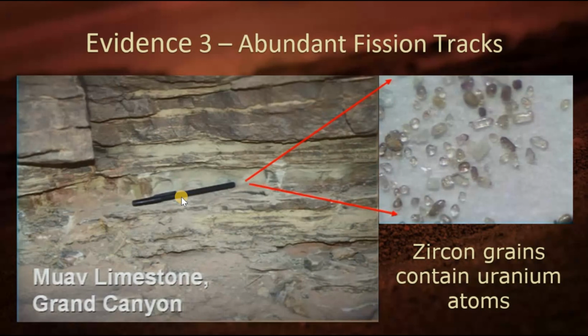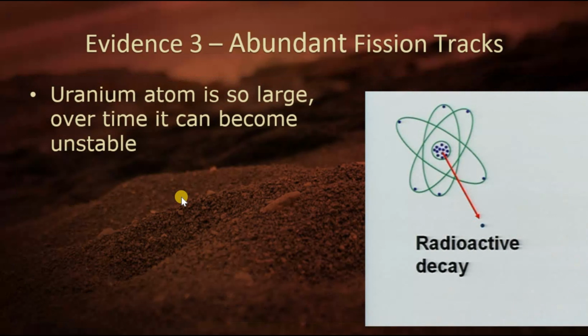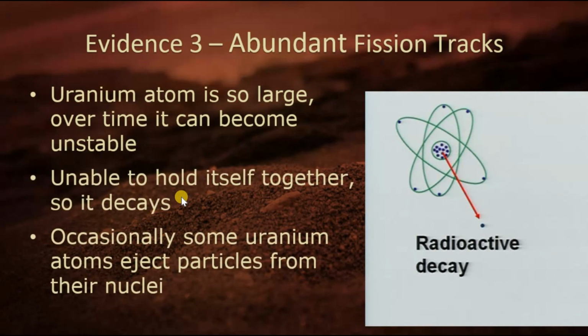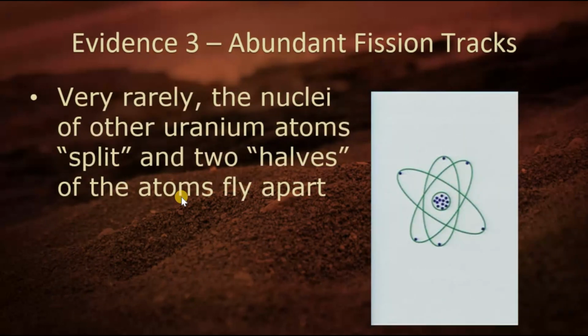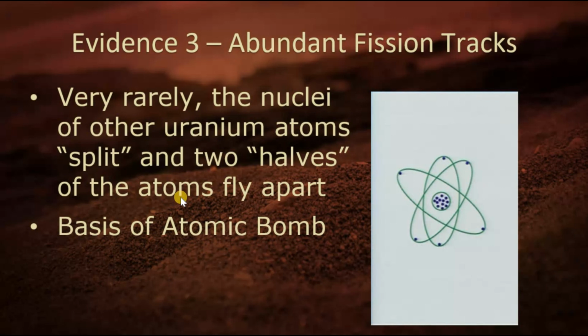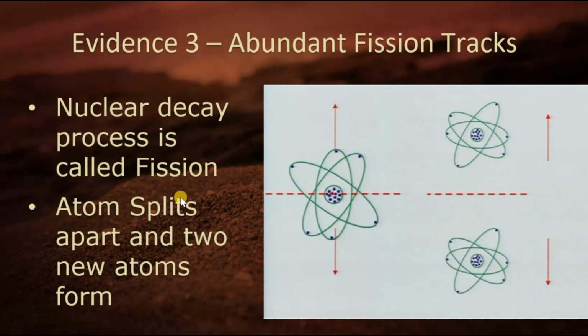Inside the ash bed are zircon crystals that contain uranium atoms. Now the uranium atom is so large, over time it can become unstable. It's unable to hold itself together, so it decays. Occasionally some uranium atoms eject particles from their nuclei. Very rarely, the nuclei of other uranium atoms will split, and 2 halves of the atoms will fly apart. This is the basis of the atomic bomb. This nuclear decay process is called fission, and you can see the atom on the left split into 2 atoms. So atoms split apart, and 2 new atoms form.